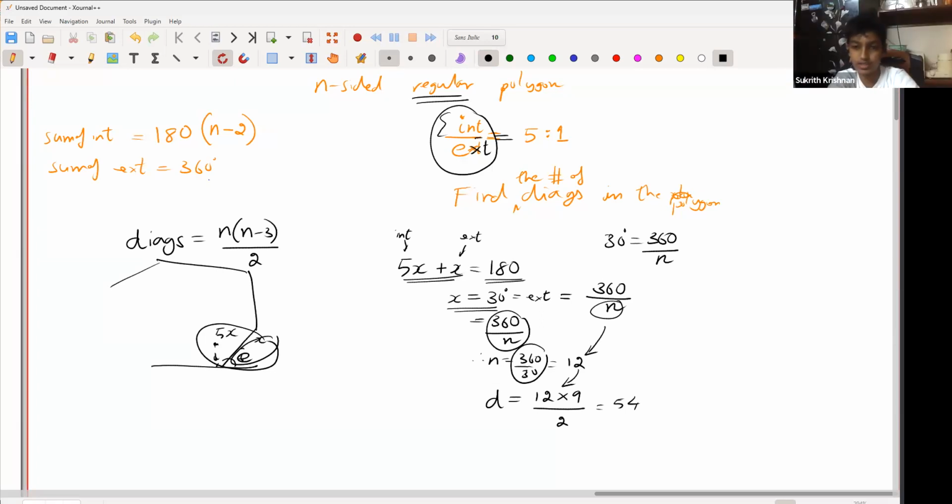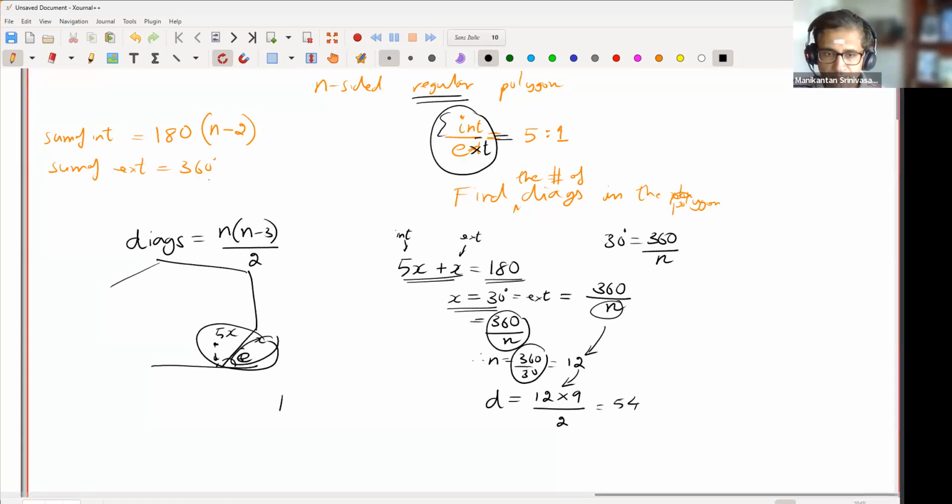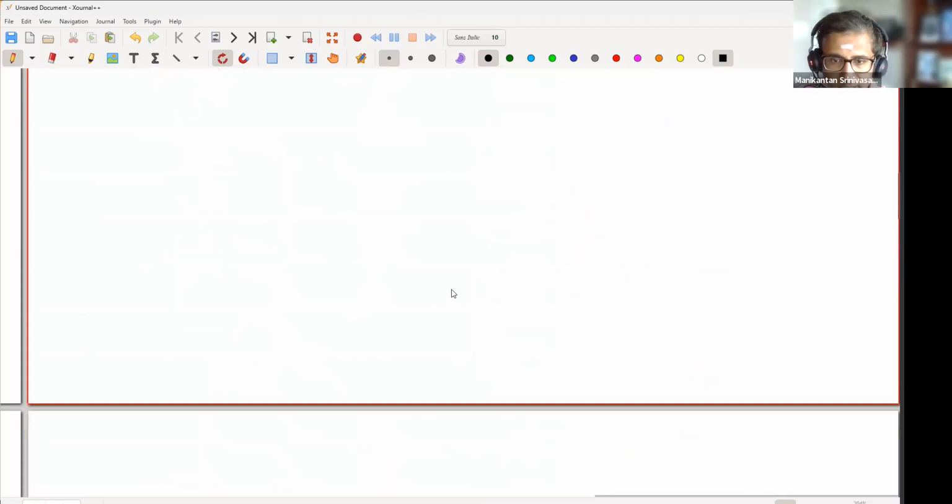Third, the ratio of sides for a 30, 60, 90 triangle is 1 is to root 3 is to 2. You remember this one, right? So this is going to the next question, so nothing to do with this. I'm just checking you guys on what we have done in the past.